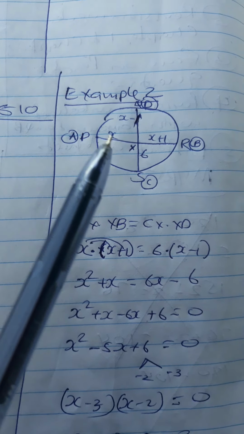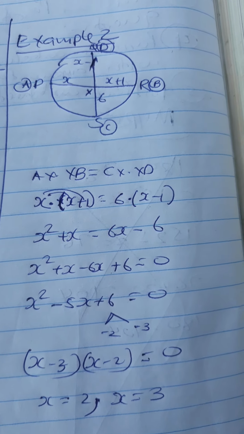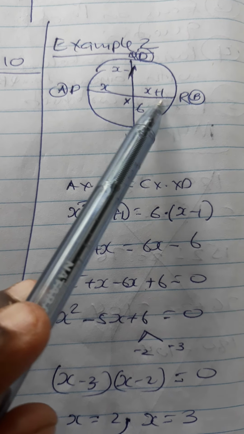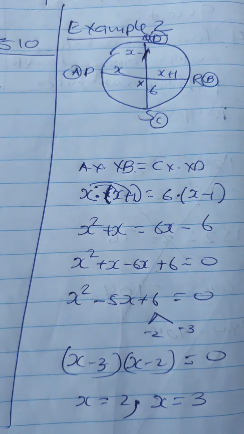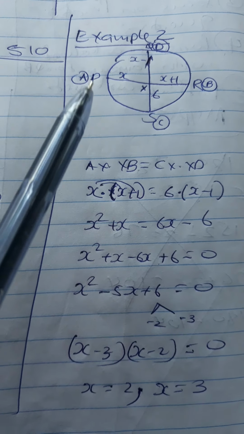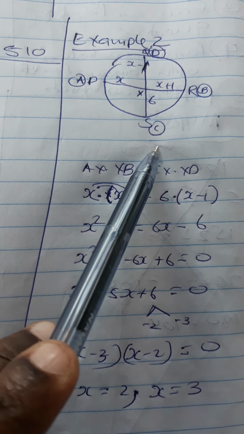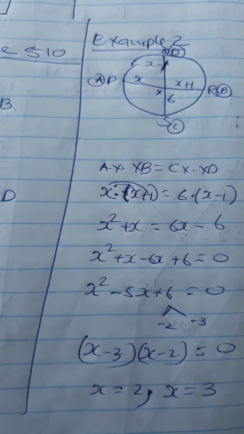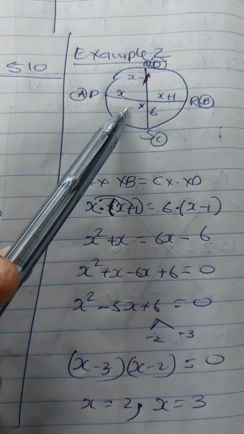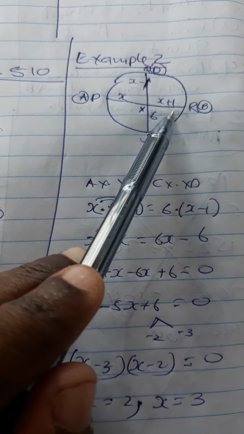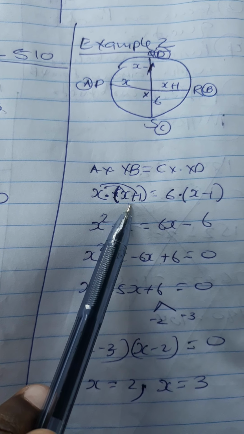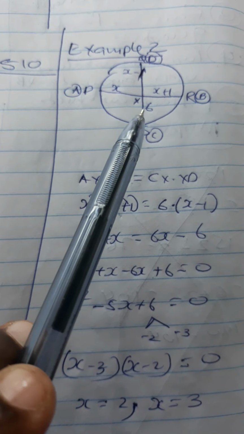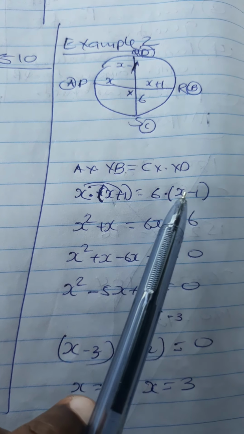Let's look at example 2 on the same page, page 510. In this case, you can see your lengths are given in terms of an expression. We are using the same formula and I'm relabeling my diagram according to my formula. A and B are on the opposite side, and C and D are labeled on the opposite side as well. So A to X is x, times X to B is (x plus 1). You can see x plus 1 is written inside the bracket because that's one entire term. C to X is 6 and X to D is (x minus 1).